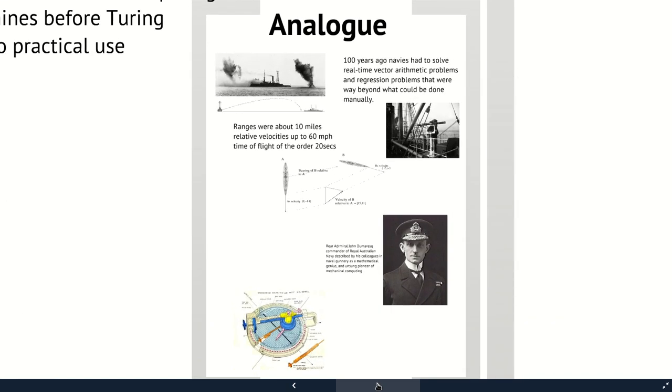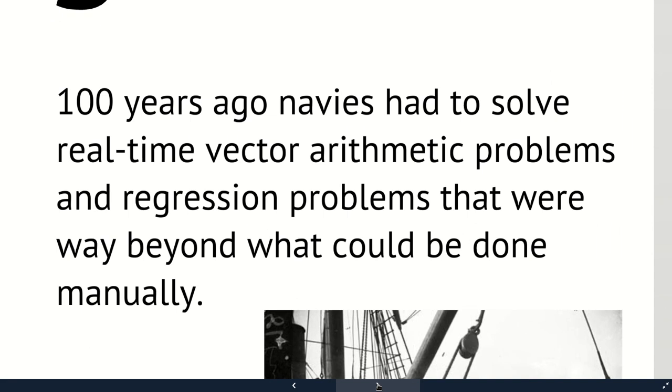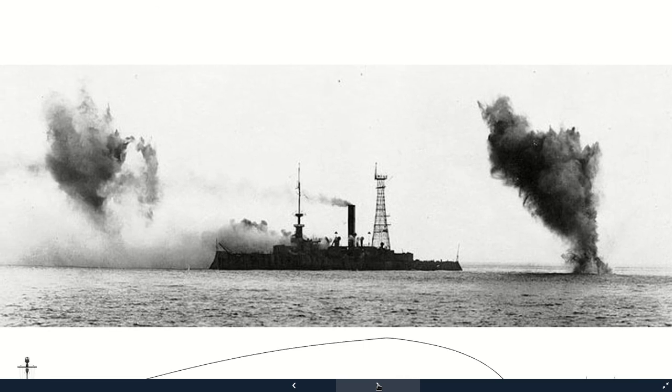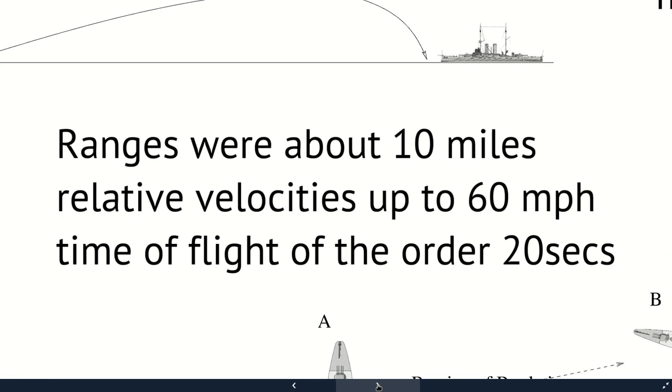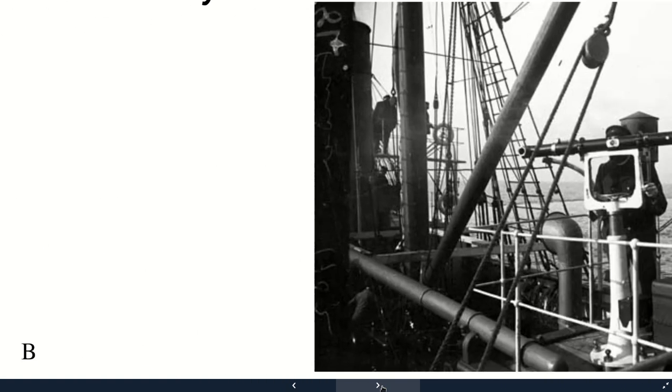But these are analog. Now, there are lots of analog computers, even in the early part of the 20th century. And the main reason for them was naval gunnery. Navies had to solve real-time vector arithmetic problems, which were well beyond anything that you could expect someone to do with a pencil and paper. The issue was how to hit a ship many miles away, maybe 10 miles away. And the combined relative velocities of the two ships by the early part of the 20th century were up to 60 miles an hour. And the time of flight was maybe 20 seconds. So between firing the shell and it landing, the ships could have moved a considerable distance.